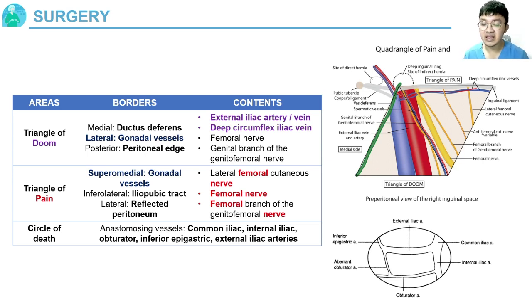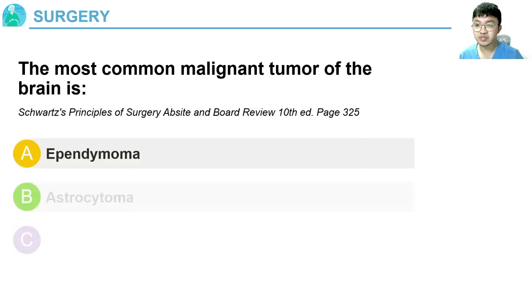Again, the triangle of pain has the lateral femoral cutaneous nerve and the femoral branch of the genitofemoral nerve. For the circle of death, you have the anastomosing vessels: common iliac, internal iliac, obturator, inferior epigastric, and external iliac arteries. So this is your circle of death or corona mortis. Just remember and familiarize yourself with this.